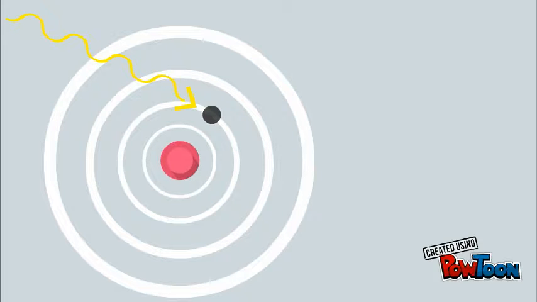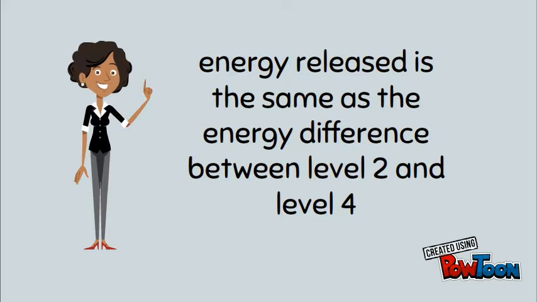If we put an electron on the second energy level and add energy to it, and it jumps to the fourth energy level, again, it's going to become unstable. It has to release that energy so it can come back down to the second energy level for its ground state. Again, the energy released is the same as the energy difference between level 2 and level 4.